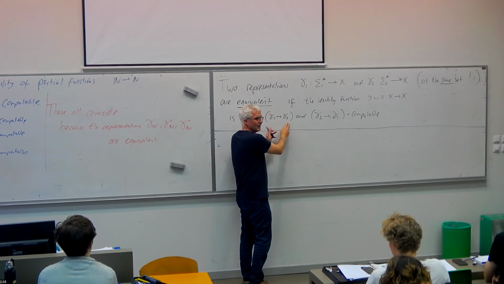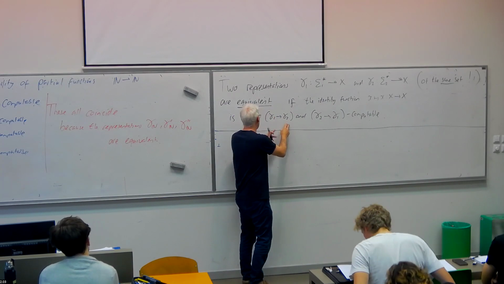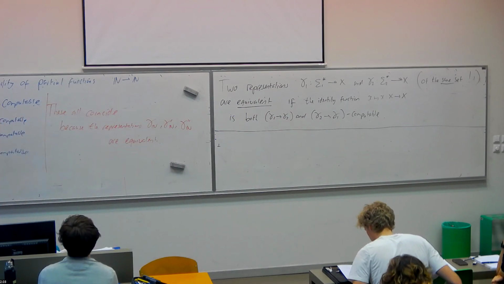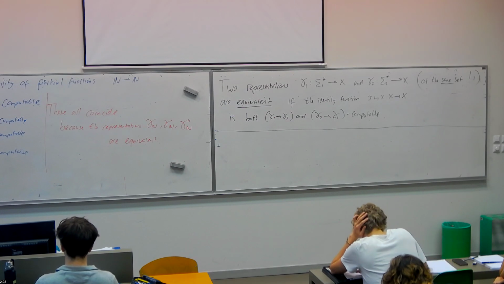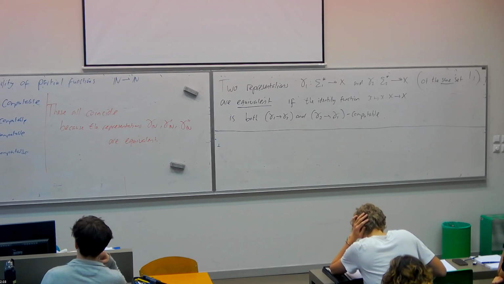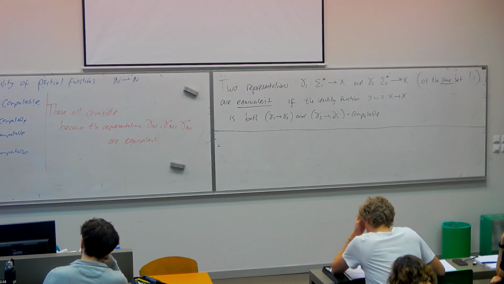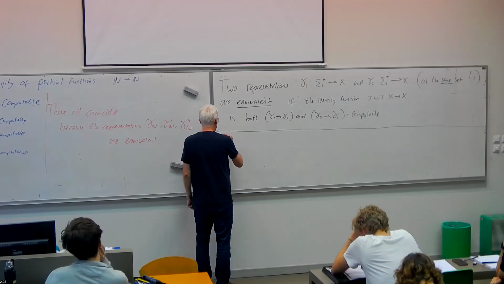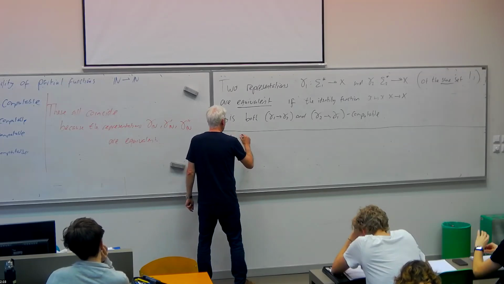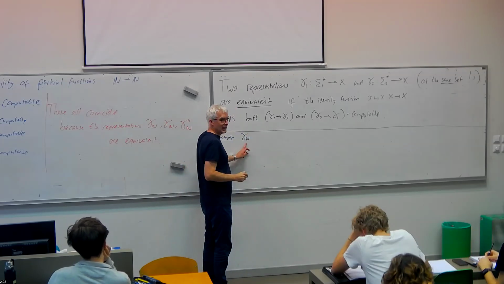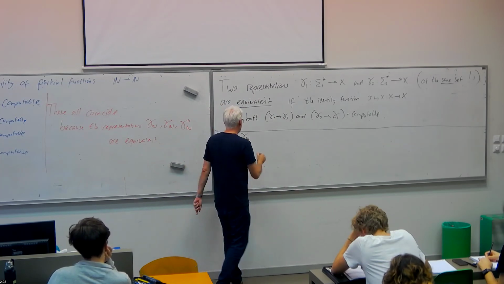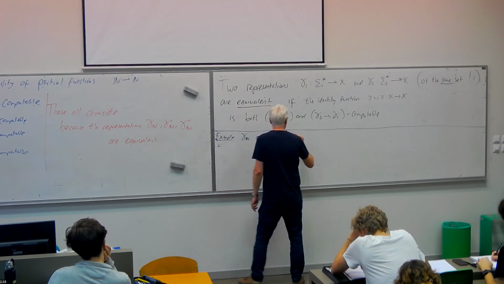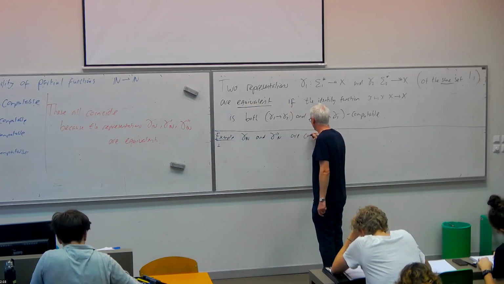So, for example, let's see that our favorite representation of the natural numbers, allowing leading zeros in binary, is equivalent to the unary representation of the natural numbers, gamma double prime n. They are computable.